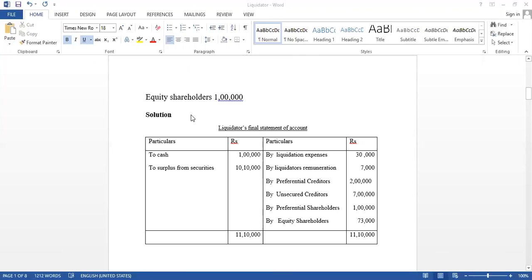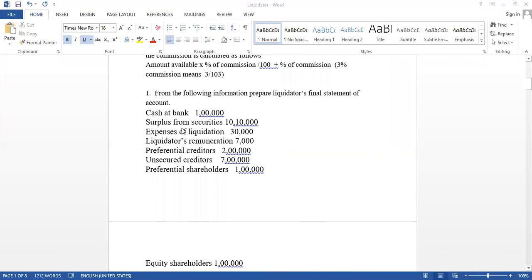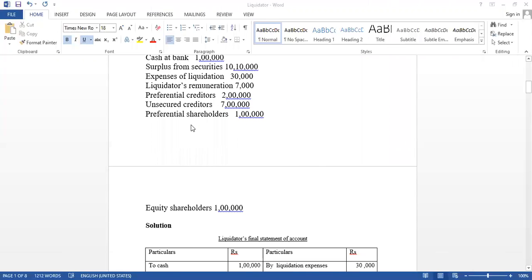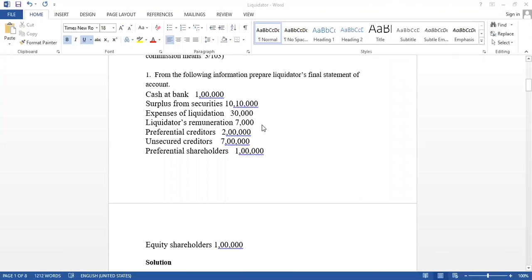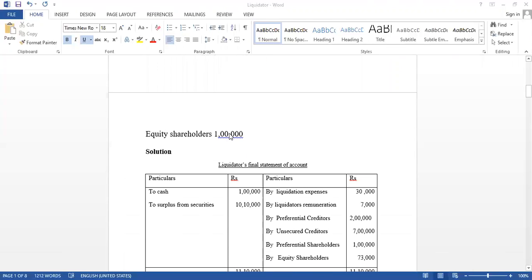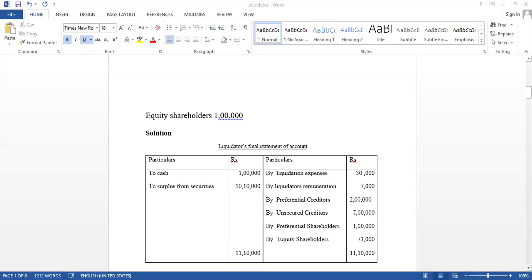Now we go to the solution. The heading is Liquidator's Final Statement of Account, particulars, rupees. To cash, that means balance brought down, the amount is 1 lakh. Then surplus from securities, two items on the debit side. To surplus from securities, the amount received, that means assets realized, is 10 lakh 10,000. So the total is 11 lakh 10,000.